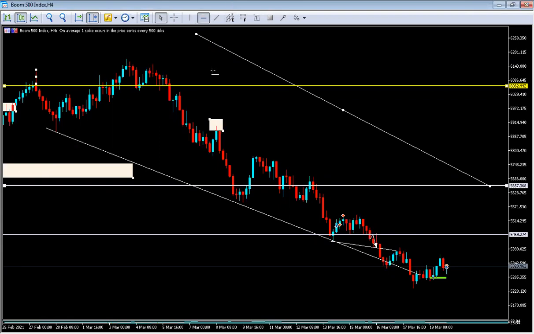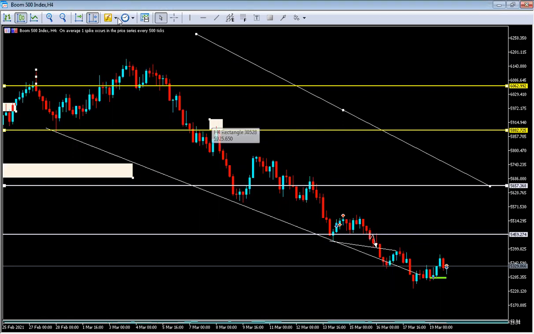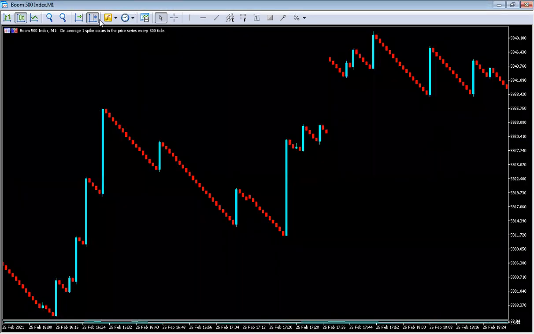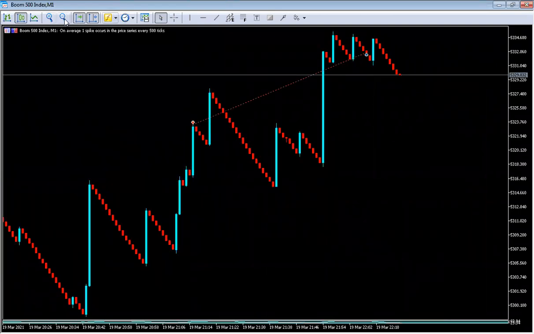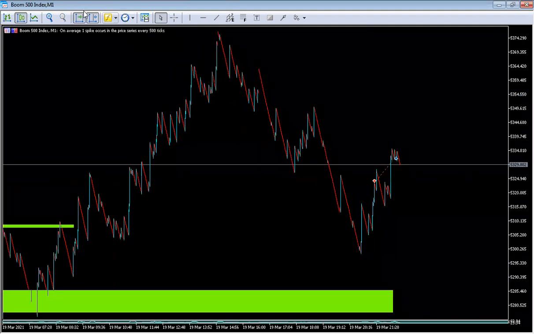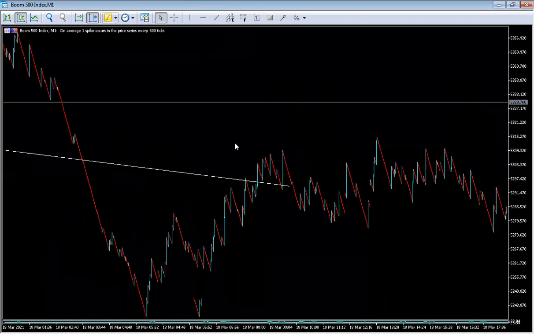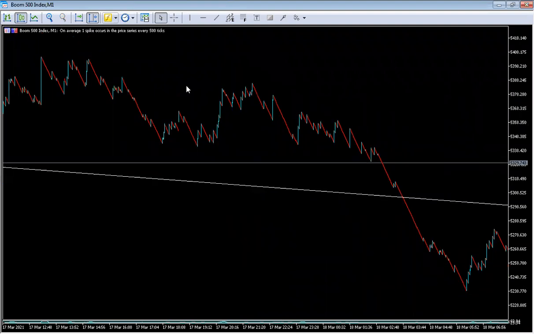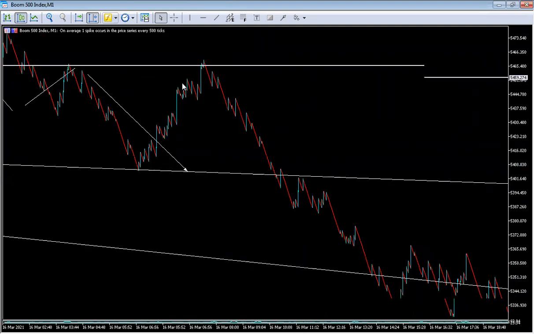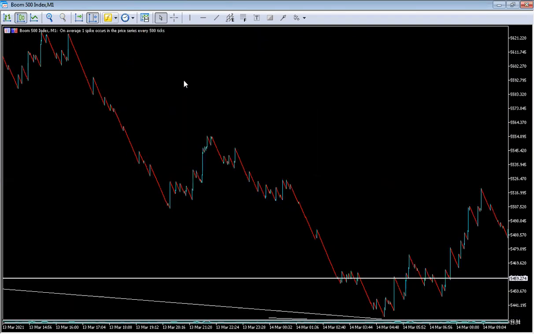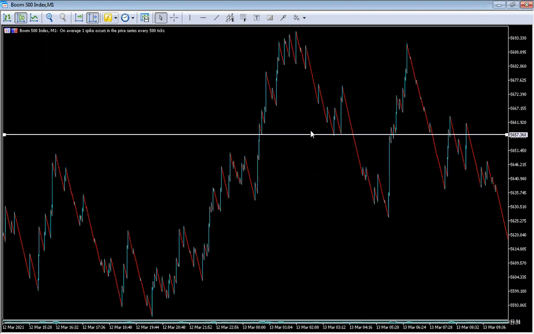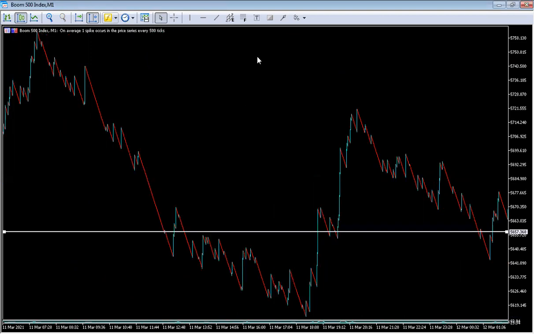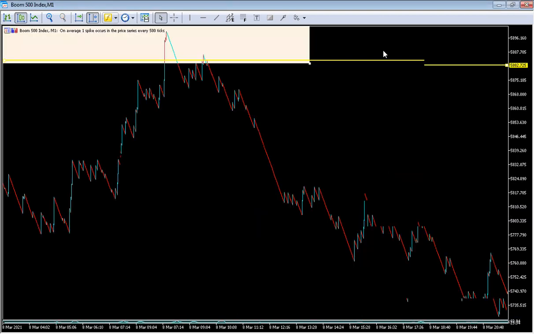Okay. So let's say we took support here. We took here as resistance. Now, 1-minute time frame. What's happened?